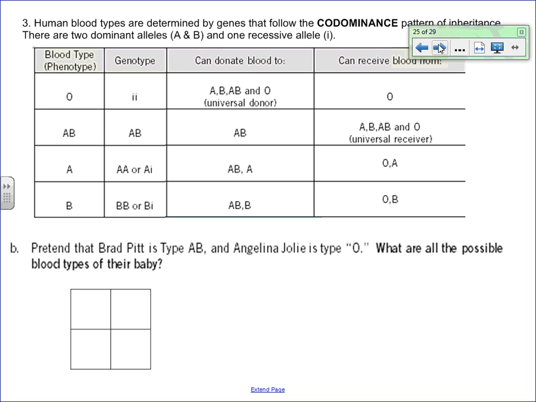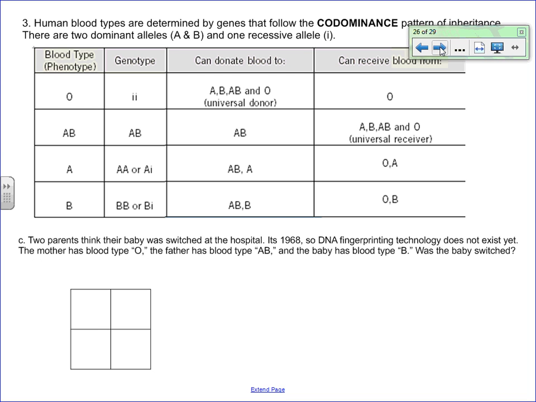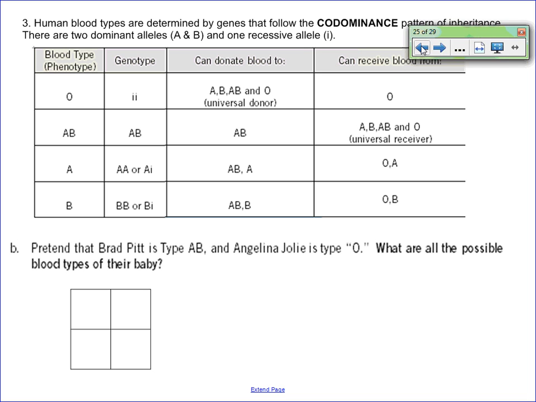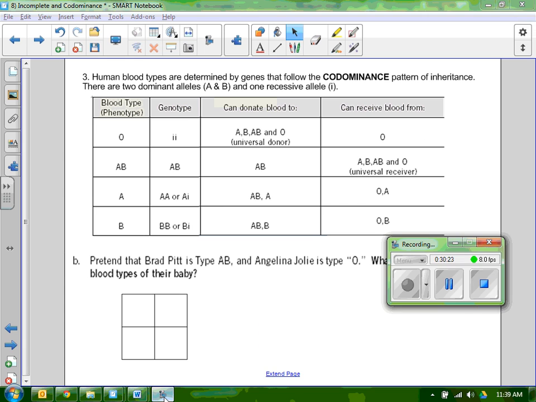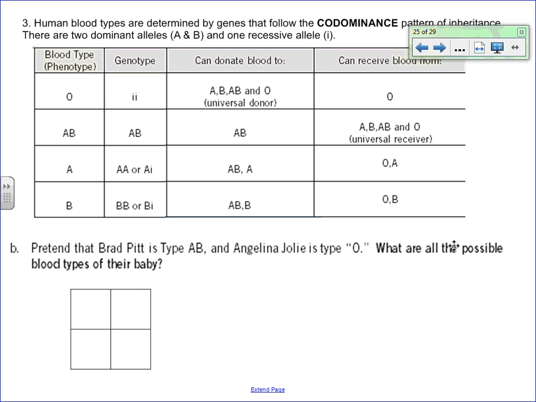The next two questions you want to try on your own, now that you have some knowledge, B and C. What you want to do at this point is pause the video and try question B and question C. These are sort of like real-life examples of why blood typing is useful. Once you finish question B and C, play the video again and check your answer. All right, hopefully at this point you've answered questions B and C, so let's go through the answers together.